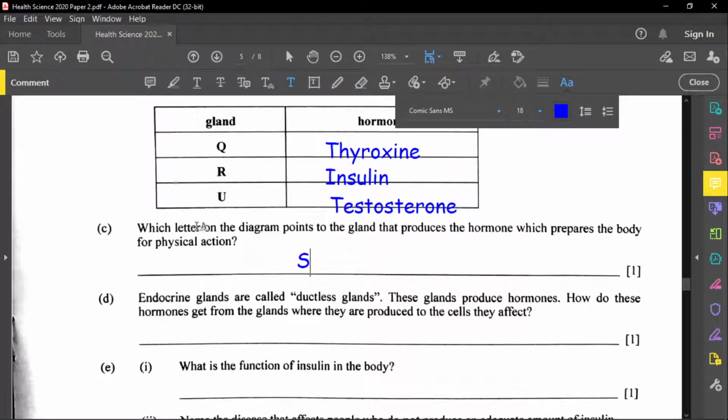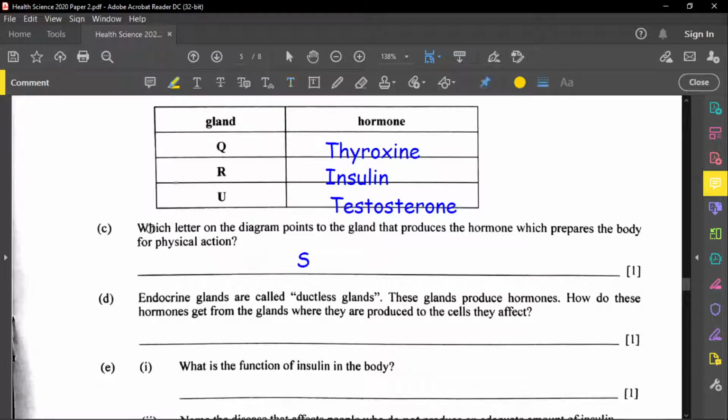It's a letter, so be careful. If you're asked for a name, please put the name. If you're asked for a letter, please put the letter. It asks us for which letter. Please be aware of those small things. They can cost you in the exam, and they determine the difference between the A's and the B's.